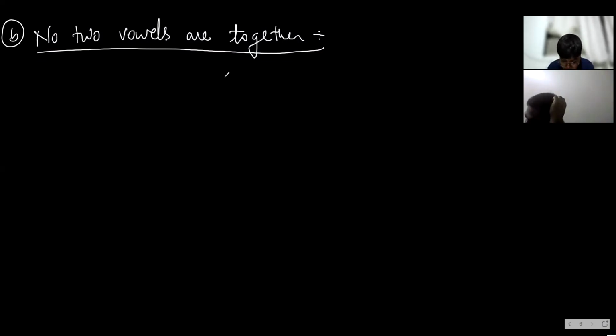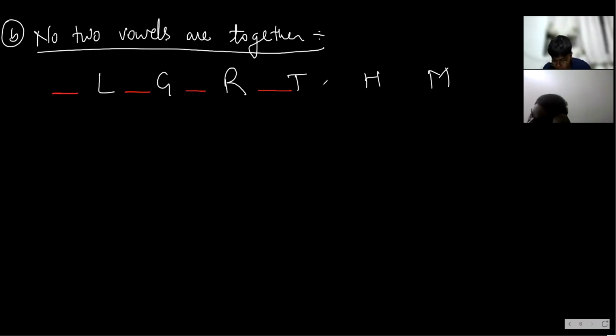How many vowels do I have? I have 3 vowels. See, they are saying no two vowels are together. So it means, and there are 6 consonants, so it has to be something like this. See, L, G, R, T, H, M. These are consonants. And where should the vowels be? Vowels should be anywhere here, anywhere here.